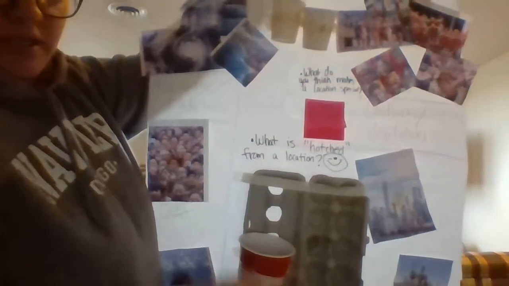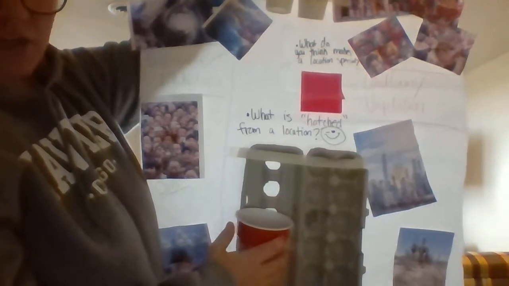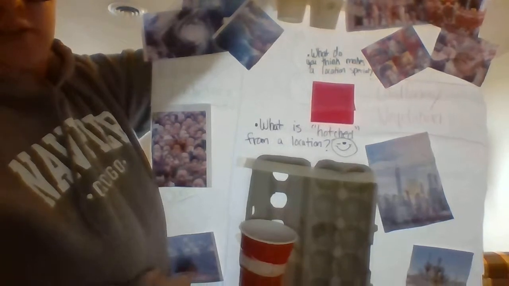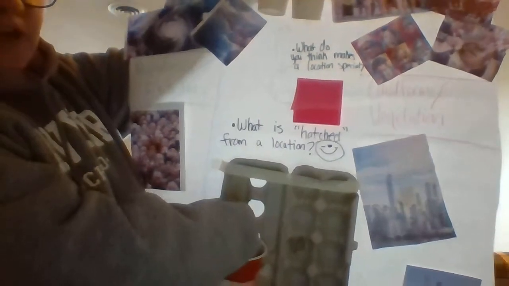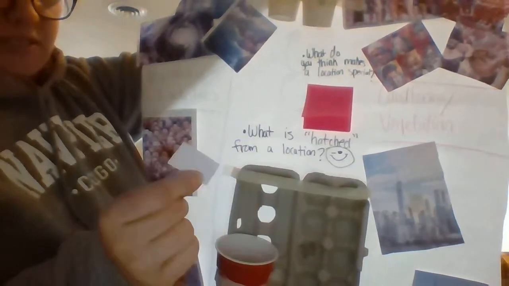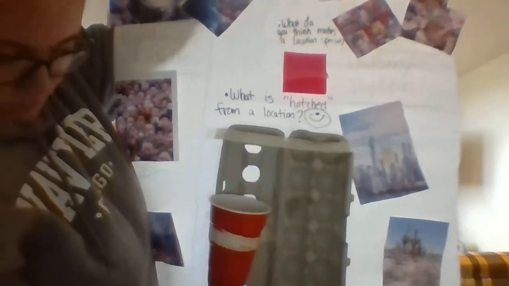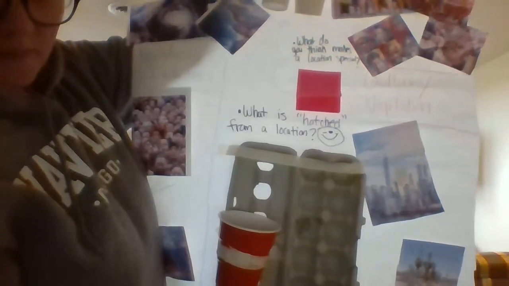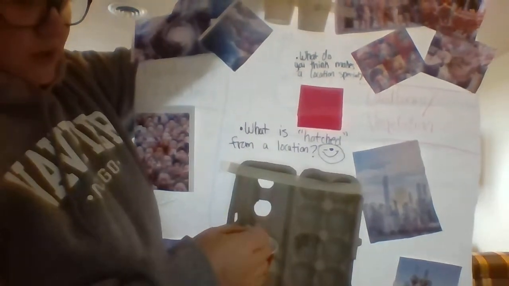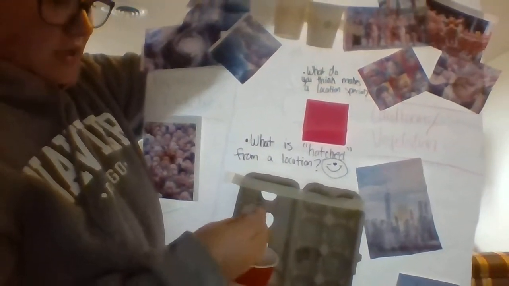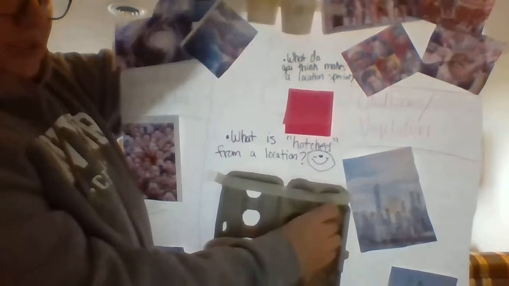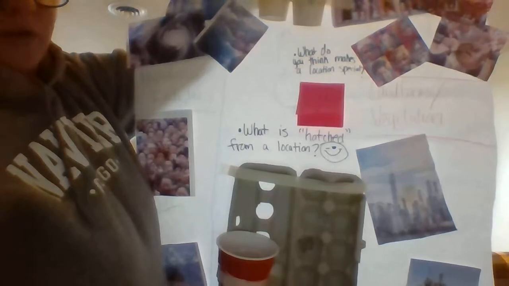And then down here I have an egg carton to resemble the question, what is hatched from a location? So inside this cup, attached to the egg carton, I have little pieces of paper, and students will take them off. Like this one, I also want them to only do one word answers for this question. So this one says food, and they're sticky also, so then they stick them into the egg carton.